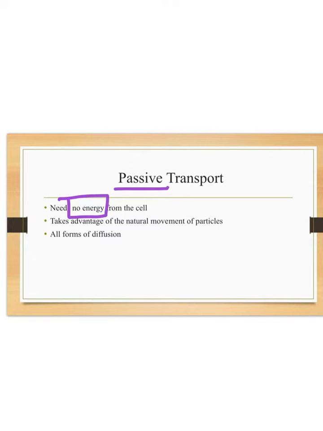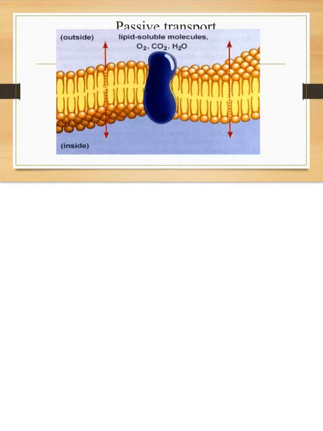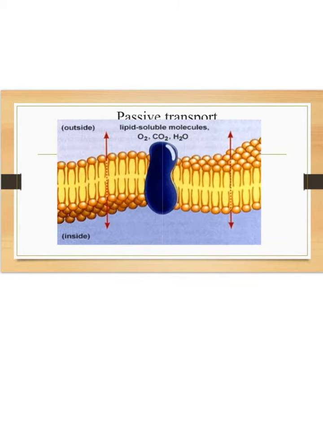So with passive transport, one big example is diffusion. Again, this plasma membrane comes into play in that certain molecules can go through no problem, right? Your lipid soluble molecules like your oxygen, your carbon dioxide, your water. Your polar molecules can go in no problem. Easy peasy lemon squeezy.